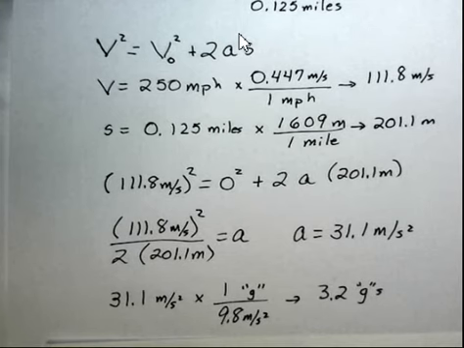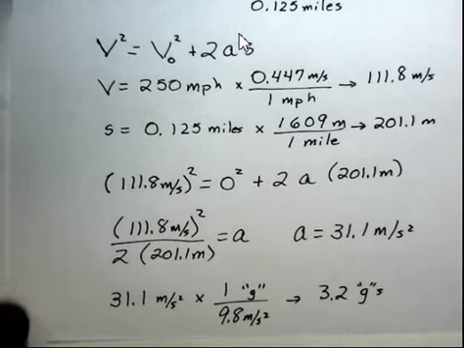And I did a little bit of looking up. This is roughly the acceleration when astronauts or cosmonauts leave the Earth to go into orbit around the Earth, on the order of 3 to 4 Gs. A trained military pilot can withstand 9 Gs. So this number is not unreasonable, 3.2 Gs.